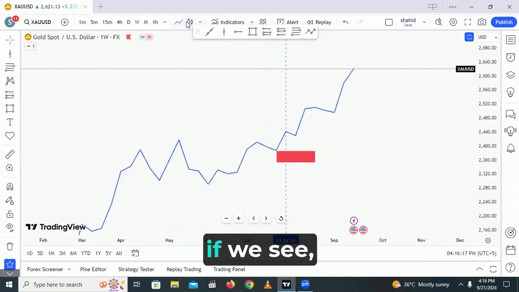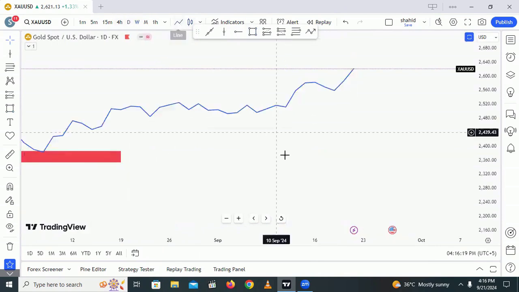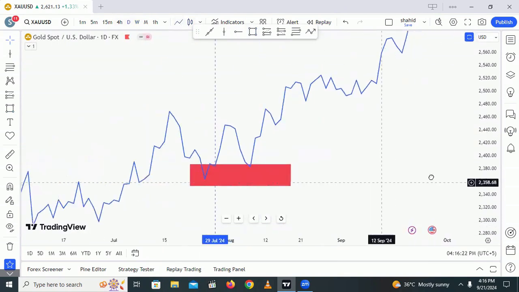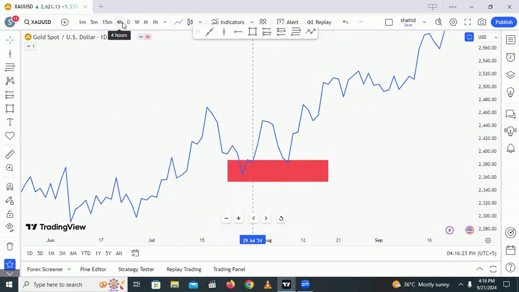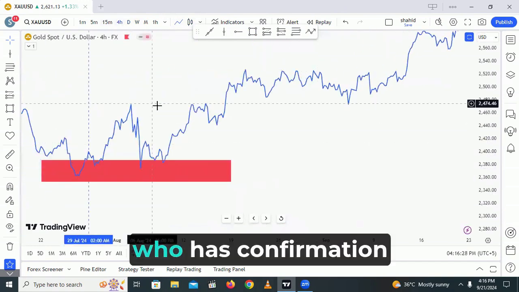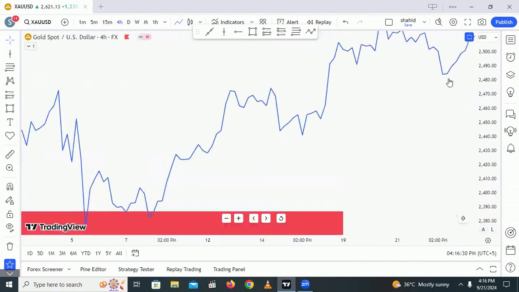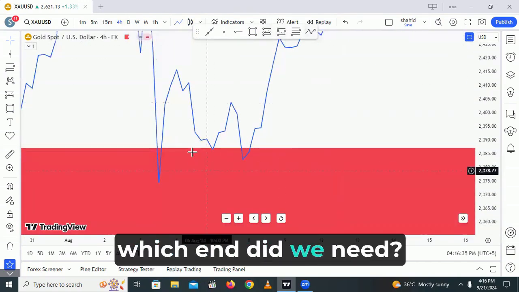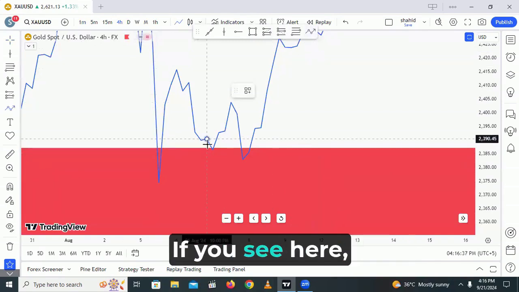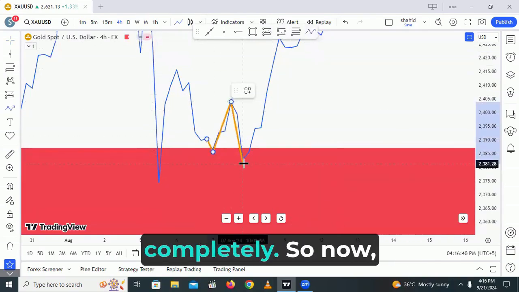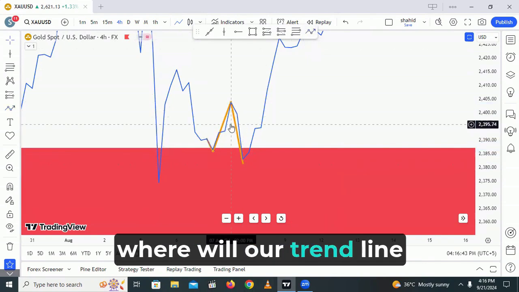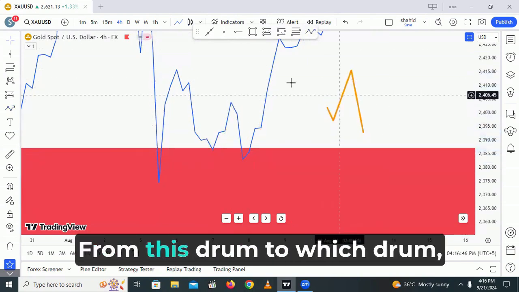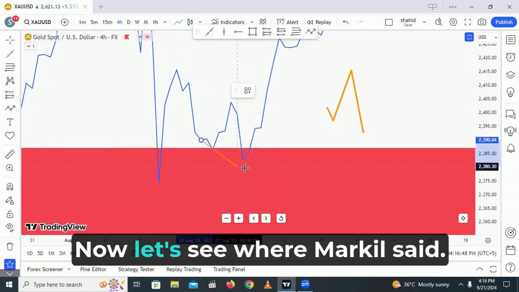Even in the 4-hour, if we see who has confirmation here since then. In the 4-hour, if you see which one did we need, this version one, this one. If you see here, they gave us all the rules completely. So now where will our trend line be from and to? From this drum to which drum? Okay. Now let's see where the market went.